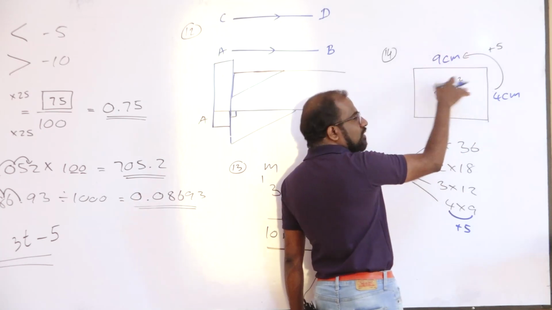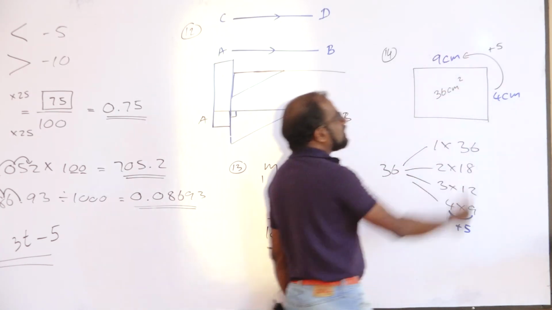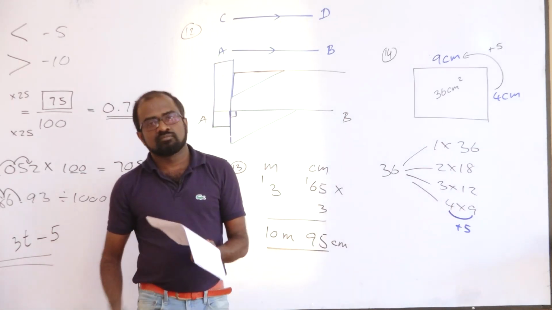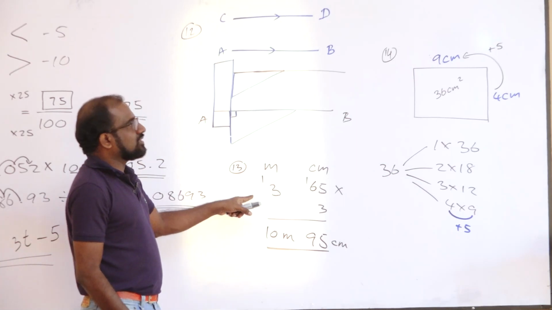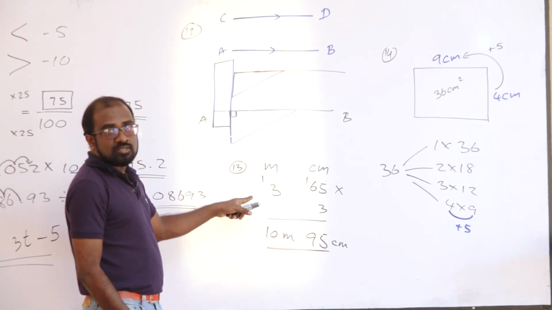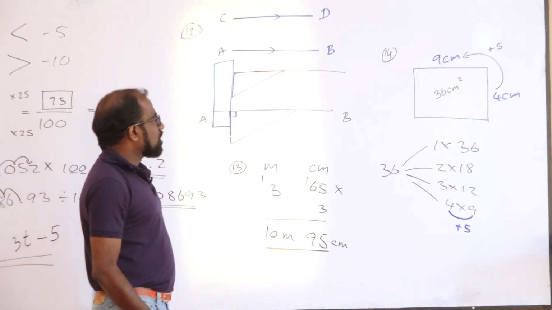The length is 5 centimeters more than the breadth, and 4 times 9, the area is 36. Think of the answer. Right? Questions aren't always easy like this. But everyone gets 100 marks if they think a little. Right. Check your answers on the second page.